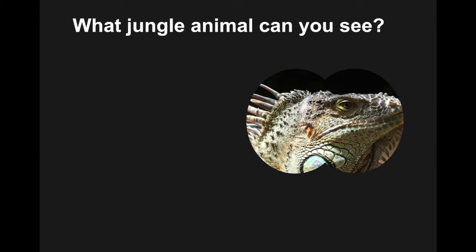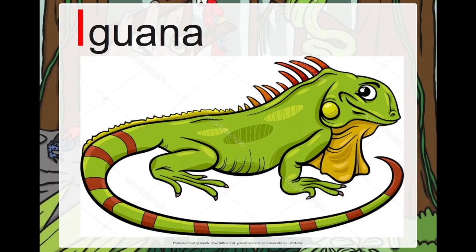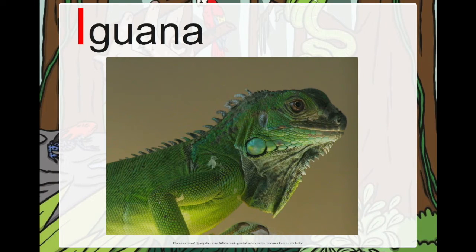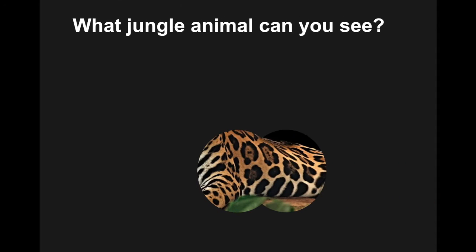Ooh, what animal is this? It's not a lizard. It's a little bit bigger than a lizard. It's an iguana. So iguana starts with an I. So iguana. And iguanas are great because they can change colors and they can camouflage in the jungle. And this is how they look like in real life. They're so cool.